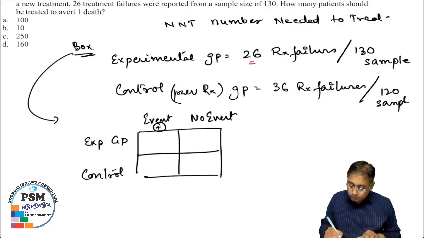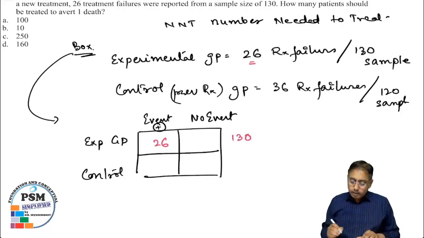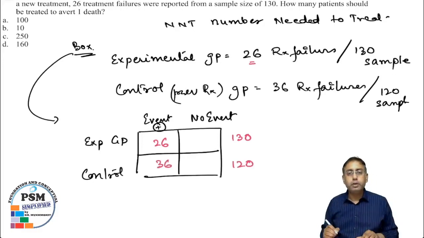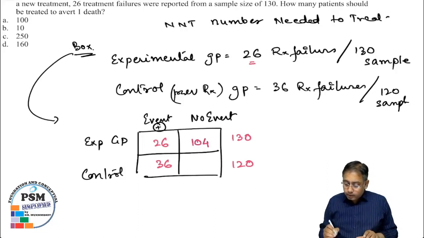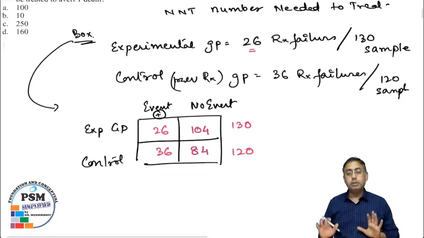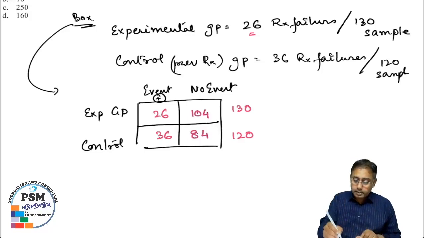In the experimental group, 26 times the death happened. In total it was 130. In the control group, there was a total of 120, out of which 36 people got the event, got the disease or the death. So how many are remaining? 130 minus 26 is 104. 120 minus 36: 120 minus 30 would be 90, so 84. Okay, so that is what I deduce from this question. That was my step number 1.